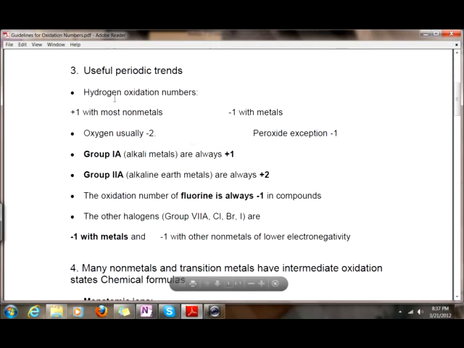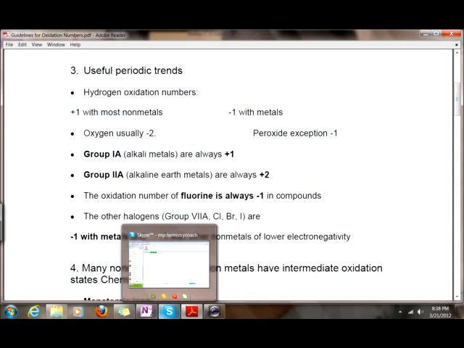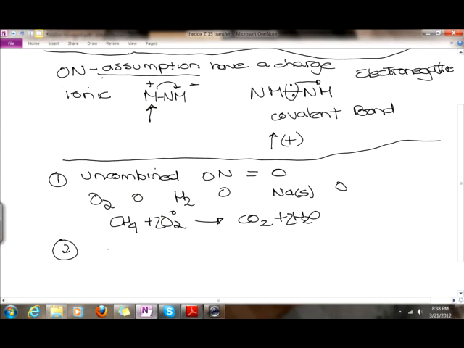Let's go now with the useful rule number 3. Hydrogen oxidation number is +1 with most non-metals, -1 with metals. As an example, if you have NaH, here is a metal and a non-metal, so hydrogen is -1. But what happens in water, for example? In water, as you see, oxygen is more electronegative, so hydrogen would be +1.